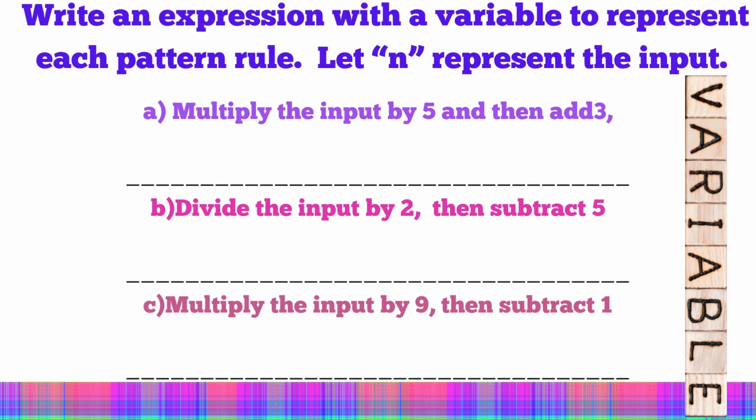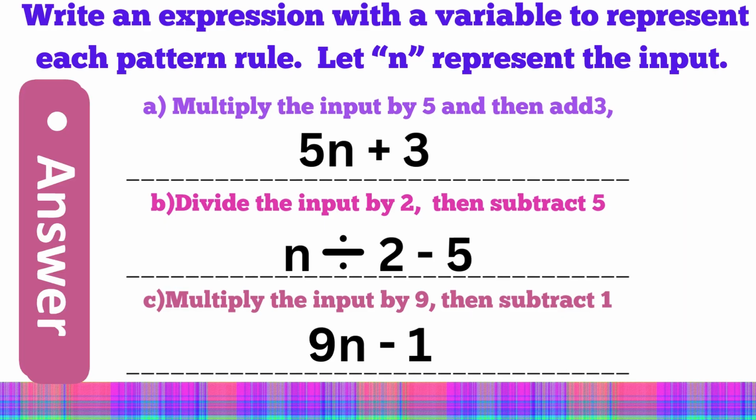For this next question, you need to write an expression with a variable to represent each pattern rule. Let n represent the input. Your first question is to multiply the input by 5, then add 3. The second one is to divide the input by 2, then subtract 5. And finally, the third one is to multiply the input by 9, then subtract 1. At this time, I encourage you to pause the video and try these expressions on your own. Come back when you're ready.